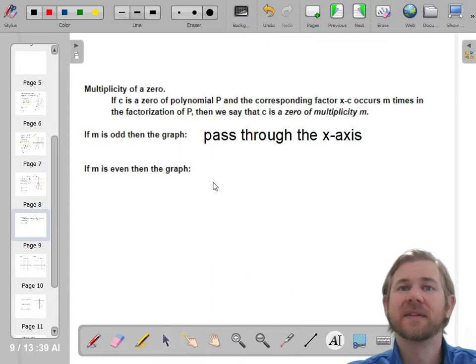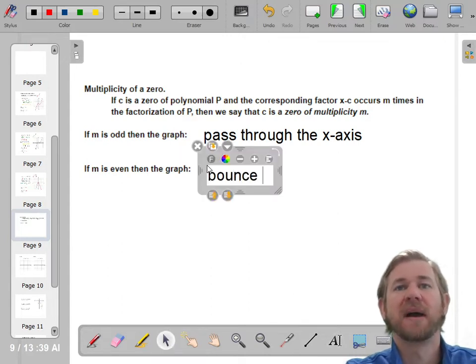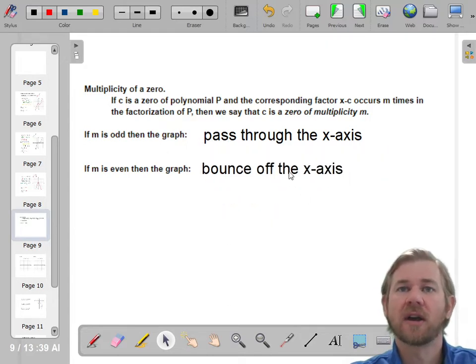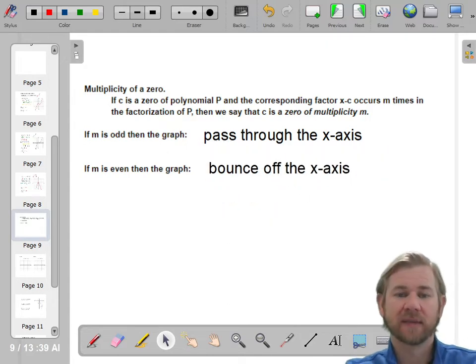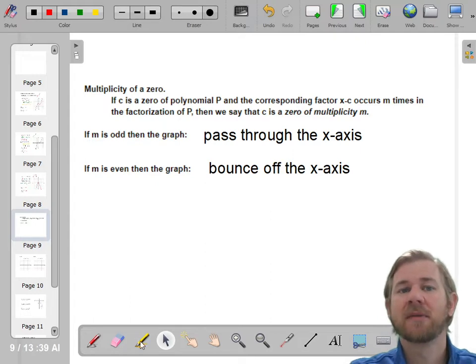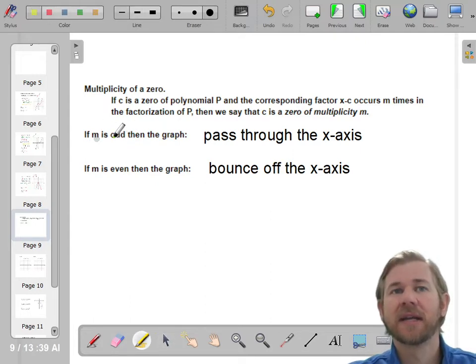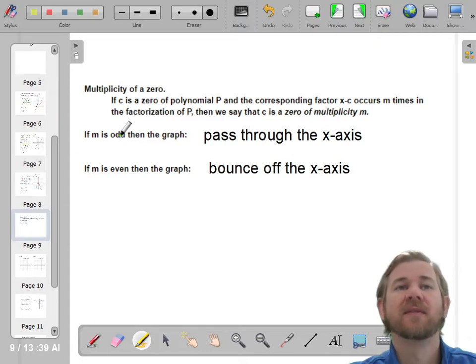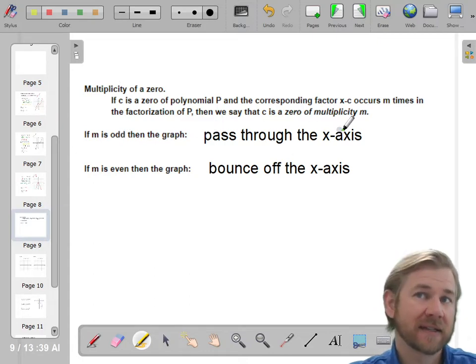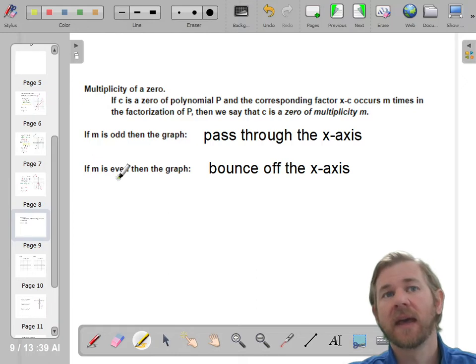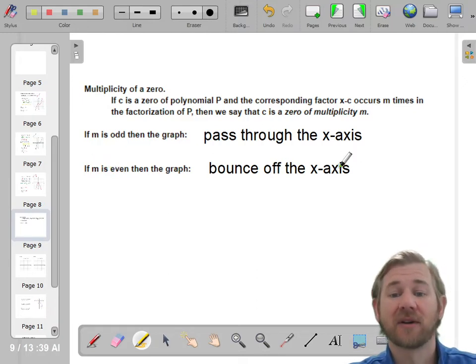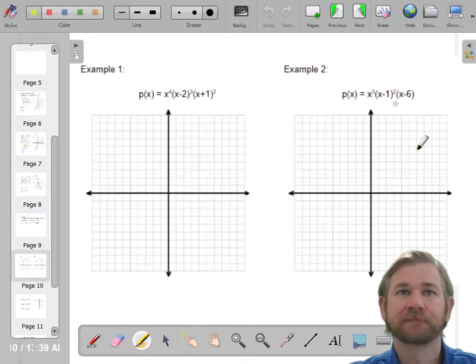If it is an even degree, then the function is going to bounce off the x-axis at that zero. So we're going to draw a couple of these that are already in factored form, and maybe this will help you see it. But the main thing you want to remember is that if you have an odd degree multiplicity, so that's the degree of the factor, if the degree of the factor is odd, then at that zero it's going to pass through, and if it is an even multiplicity, then it's going to bounce off the x-axis. Let me show you a couple.